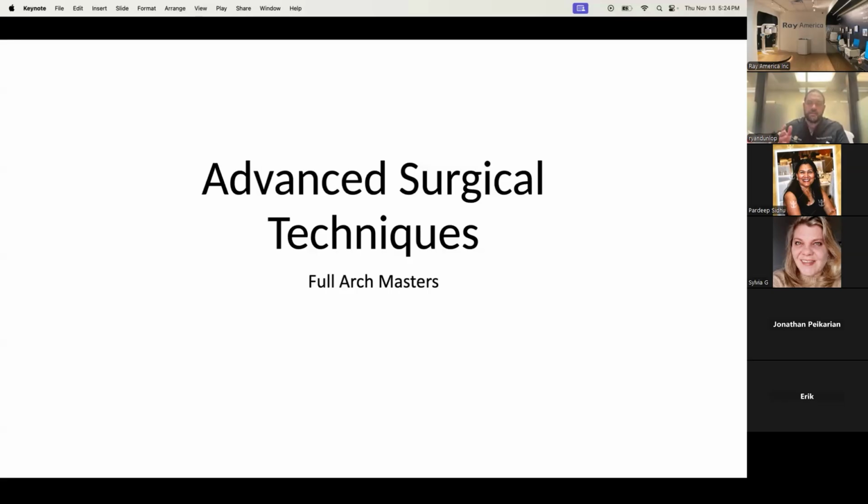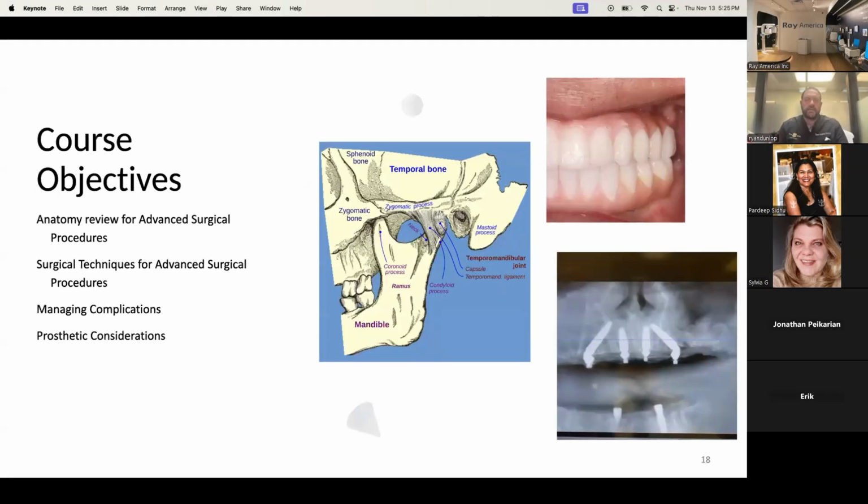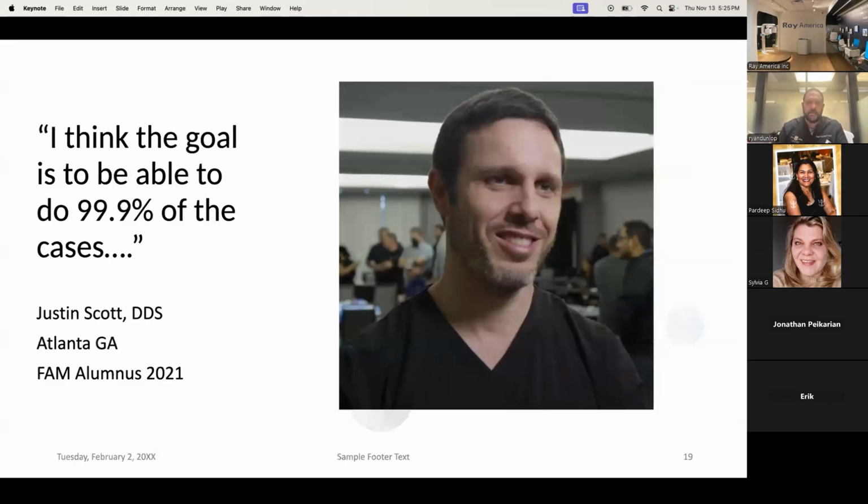That's just a brief overview so you understand the basic surgical principles for a standard case. We're going to talk a little bit more about the advanced surgical cases now. We're going to cover some anatomy and some surgical techniques, some of the complications associated with this, and then some of the unique prosthetic considerations that these cases provide.